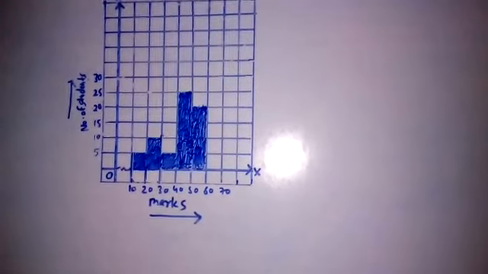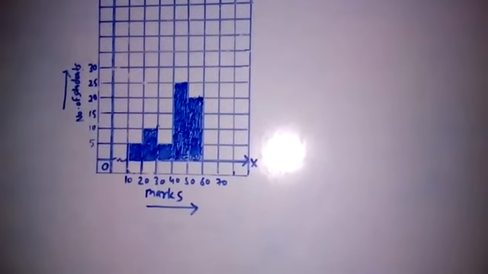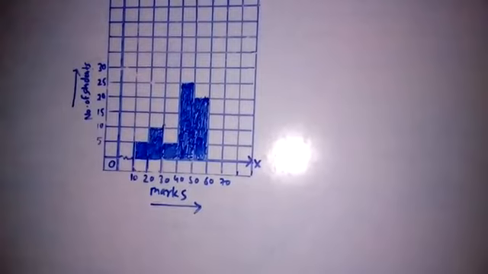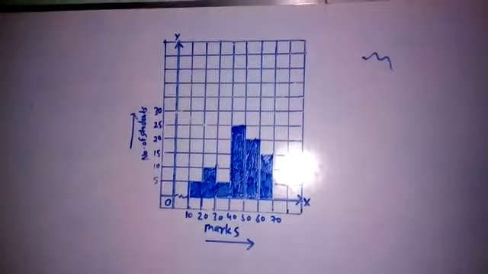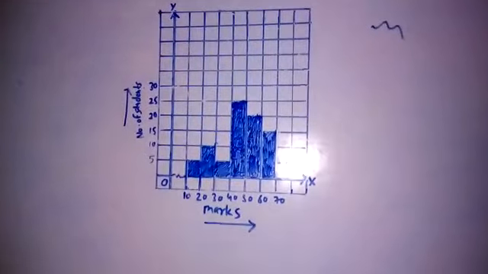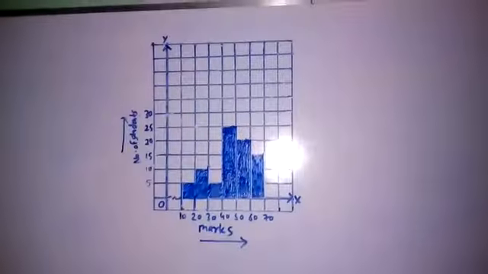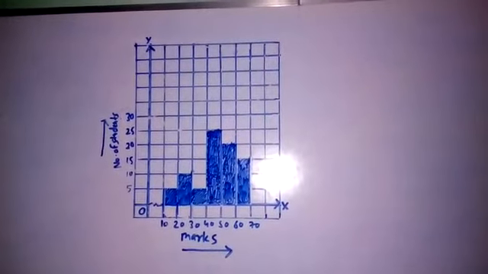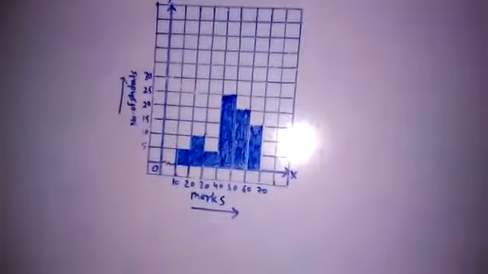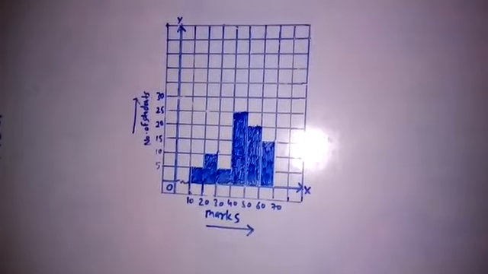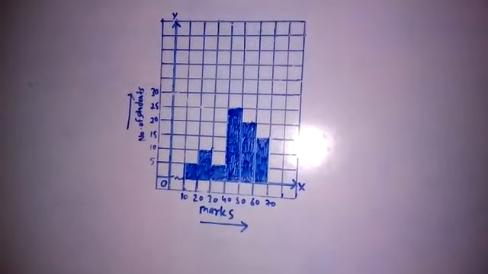Now 60 to 70 it is 15. So this is the histogram of the given information.